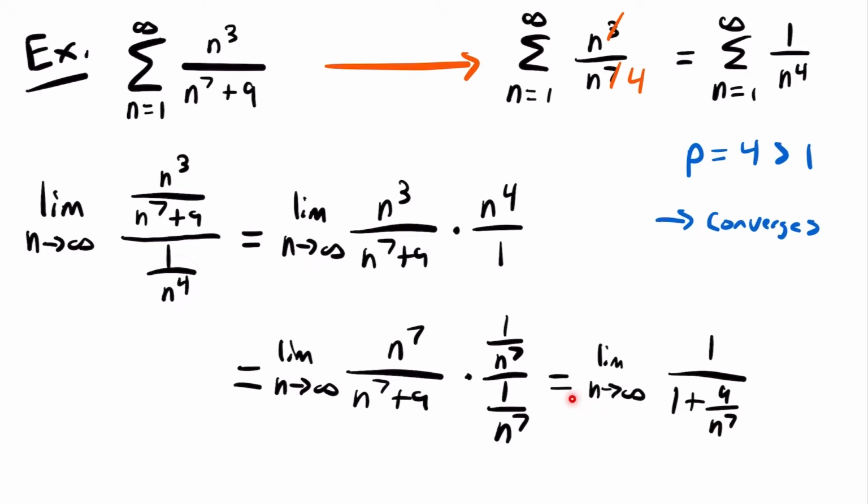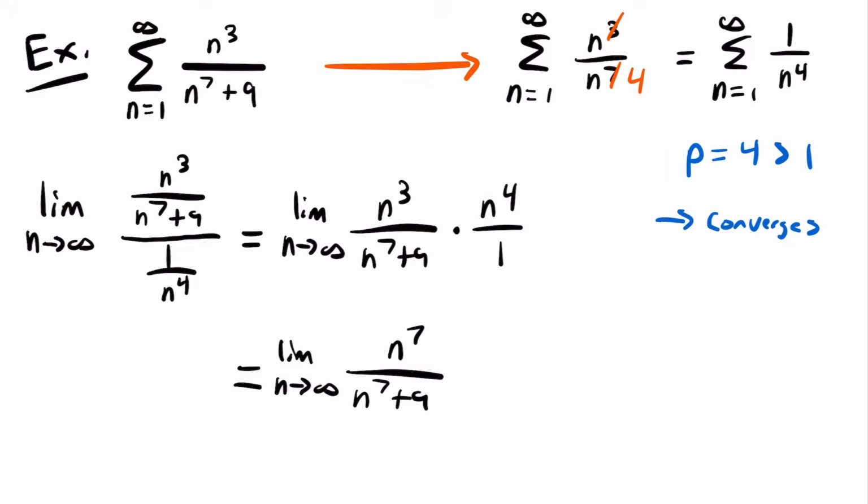Okay, and then the limit as n approaches infinity of 1 is just 1, and the limit as n approaches infinity of 9 divided by n to the power of 7 will be 0, because as this n approaches infinity, this denominator gets larger and larger, and when you have a fixed value such as 9 divided by an infinite value or an increasing value, that whole value is going to approach 0. So this is equal to 1 divided by 1 plus 0, which is just 1 divided by 1, which is equal to 1.